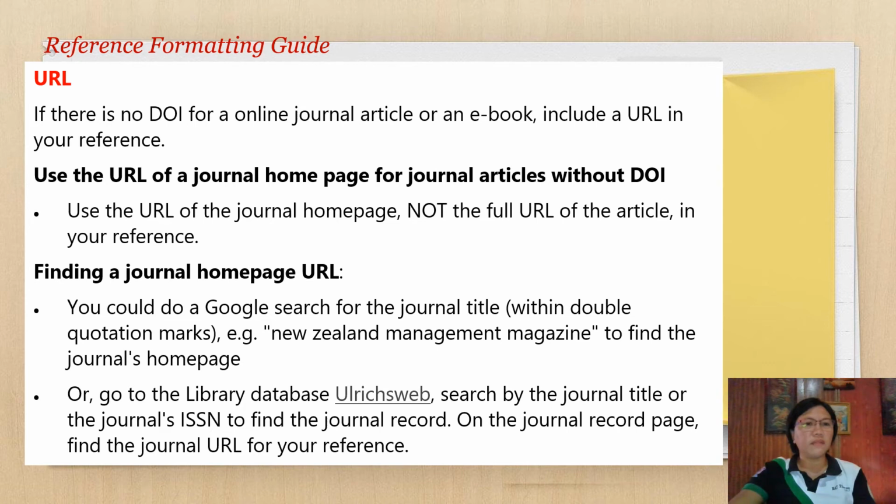For the URL, if there is no DOI for an online journal article or an ebook, include a URL in your reference. Use the URL of the journal homepage, not the full URL of the article in your reference. In finding a journal homepage, you could go to Google and search for the journal title within double quotation marks to find the journal's homepage, or go to the library database, search by the journal title or the journal's ISSN to find the journal record.